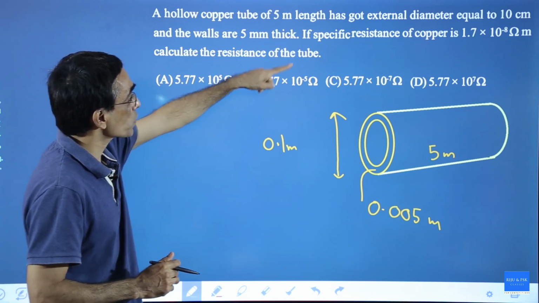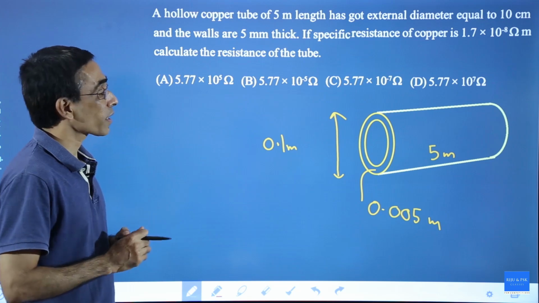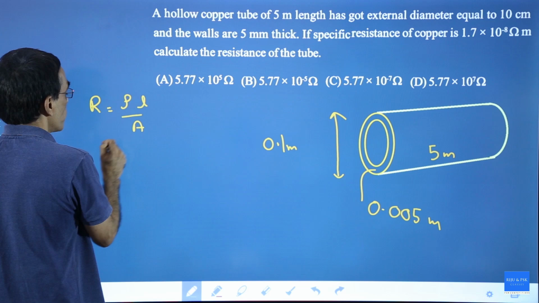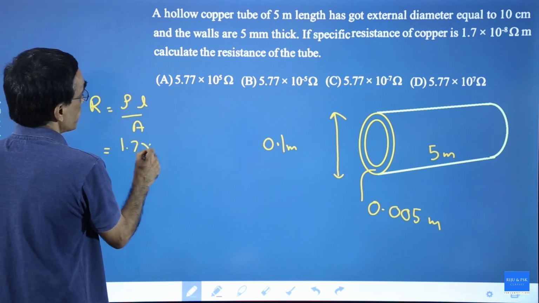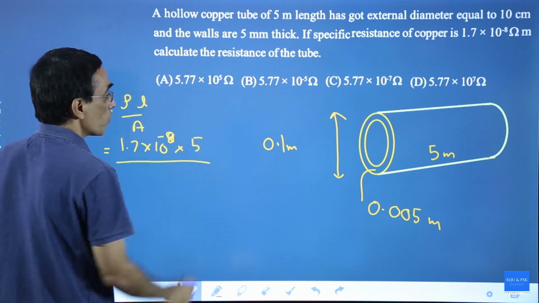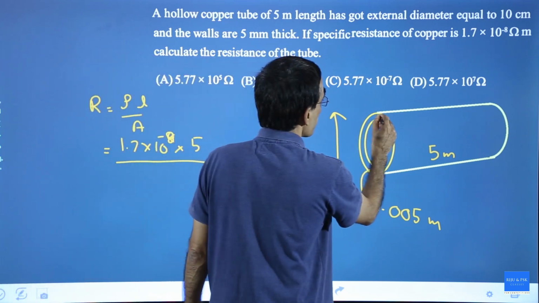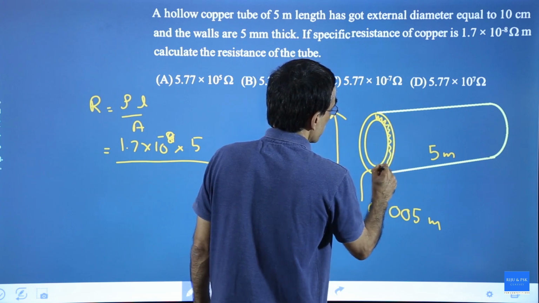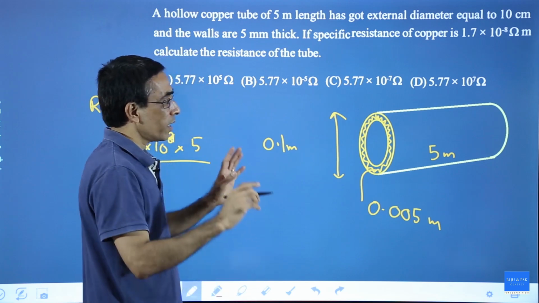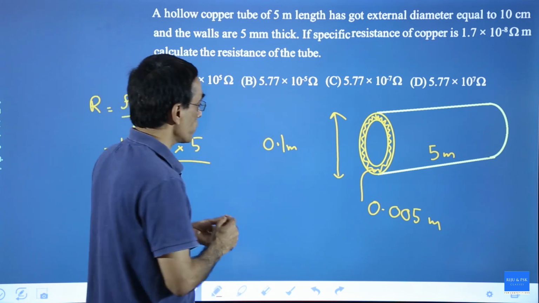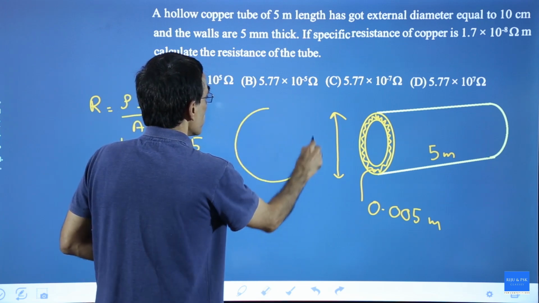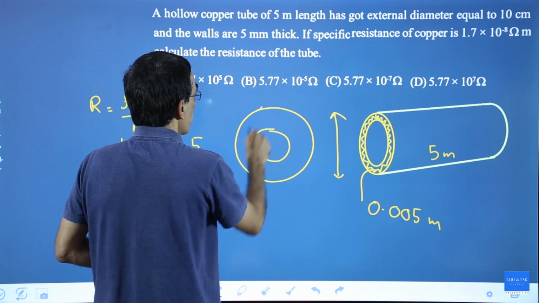The specific resistance of copper is given. Calculate the resistance. So how do we calculate resistance of a conductor? It is rho into L by A. Rho is given as 1.7 into 10 to the power minus 8, into length 5, by the area of cross section. Which area are you talking about? You are talking about this area. This is the area that you want. And how do you calculate that one? It's like outside area minus inside area, because if you see the cross section, this is a circle, this is the inner circle, you want only this area.